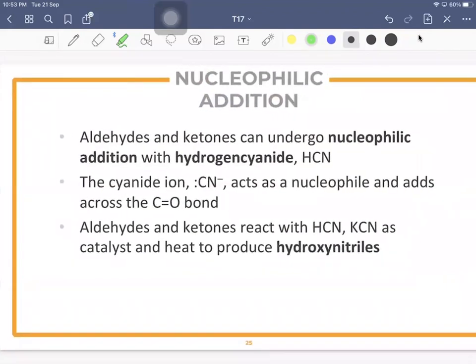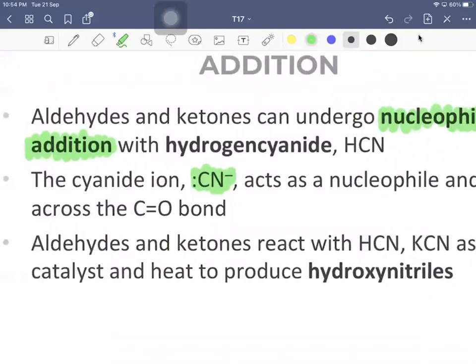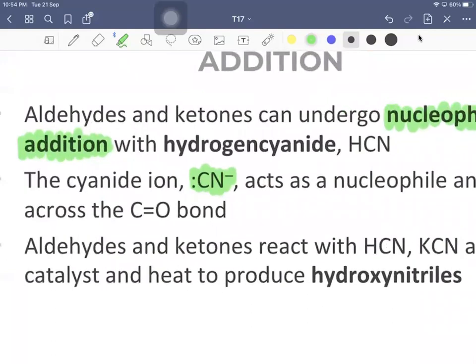So aldehydes and ketones can undergo a nucleophilic addition with hydrogen cyanide. So that's the name of your mechanism. It's important for you to remember that. The catalyst will be the cyanide ion, C triple bond N with a negative charge, and the lone pair comes from carbon. So cyanide ion is not something new for you.